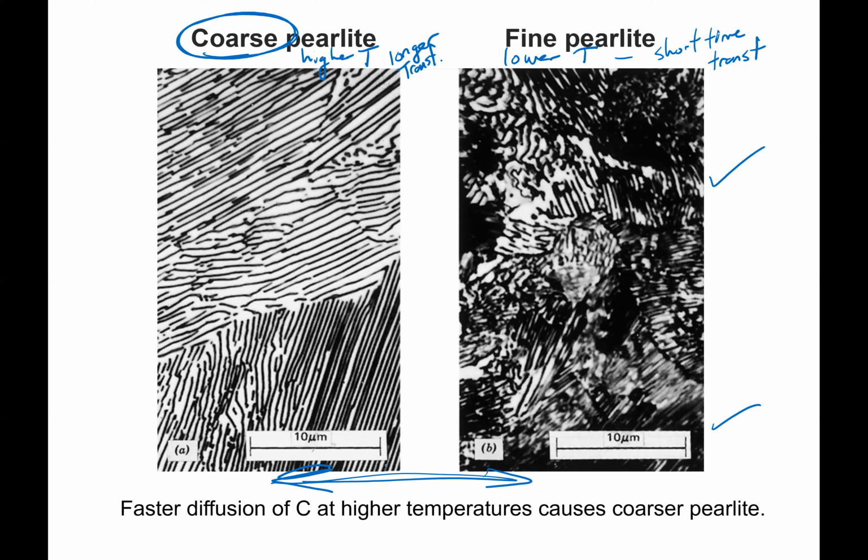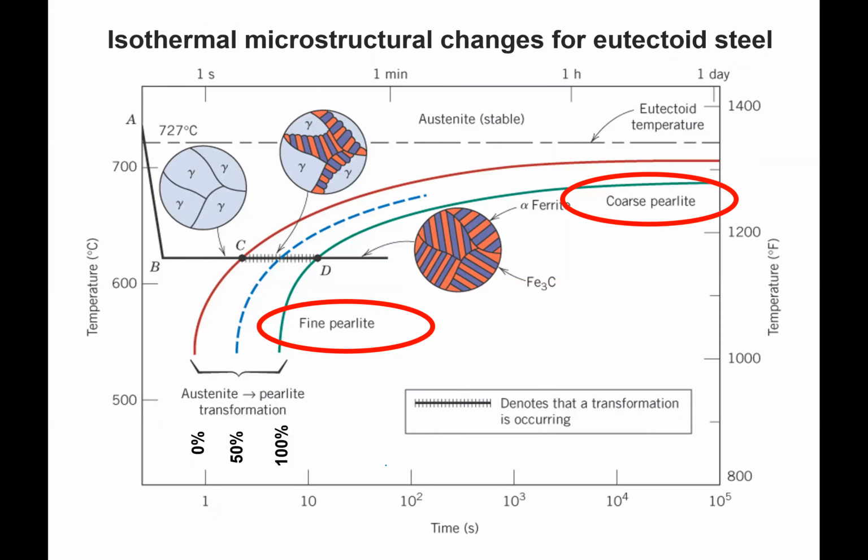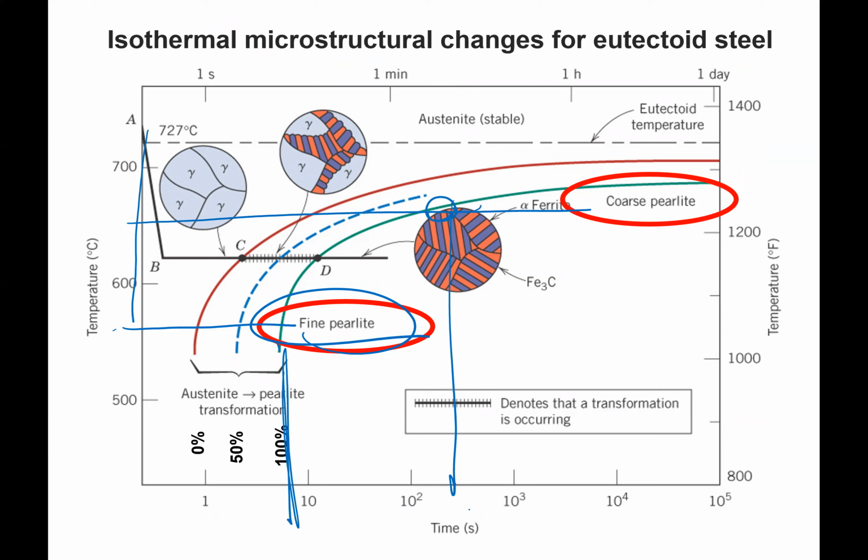scales. Both of these have the same overall weight fraction of cementite and ferrite because they're both exactly the same 0.76 composition. All right, and that's what the diagram's trying to show. If we're a little lower in temperature and do it down here, things happen very fast. It's fine. And if we're up here somewhere where things are occurring much more slowly, then we have coarse.